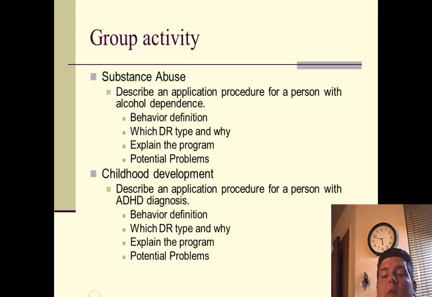Okay, so what you should look at when you're preparing to do this is, I'm going to open an extra discussion board to help you get ready for the test, to do this group activity. You should, A, describe an application or procedure for a person with alcohol dependence. Give a behavioral definition, which DR, differential reinforcement type, and why you would use it to help that person quit using alcohol. Explain the program you would design for them and any potential problems with them. That's on the substance abuse or chemical dependency side of things.